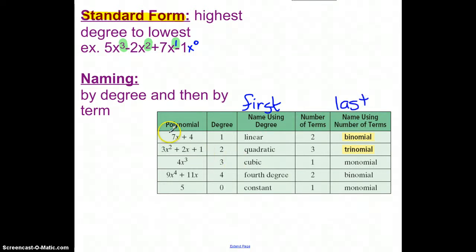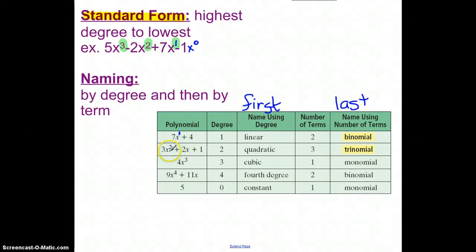So if I go through this one that's here, the highest exponent in this one would be an exponent of 1, which is not written out because that's one that we assume there. And so that means that its first name is going to be linear. And then if I look at this, there are 2 terms. The 7x is one term and the plus 4 is another. Can't put them together any more than already is written there. So its last name is going to be binomial.